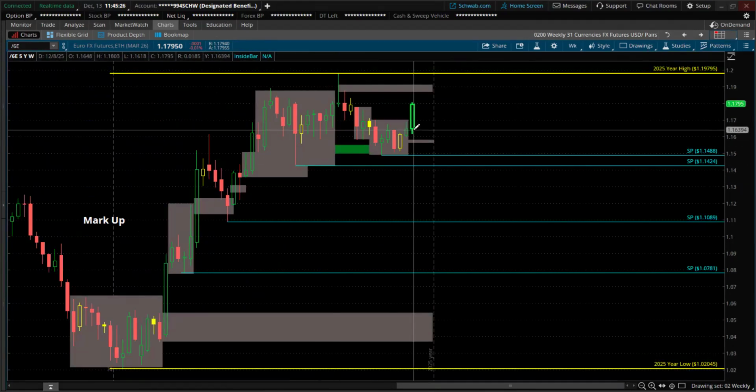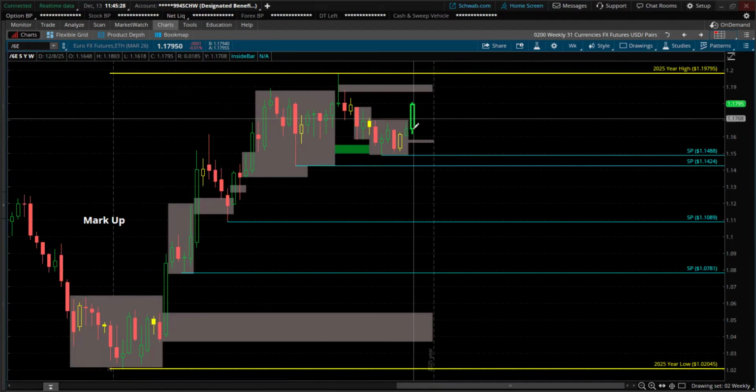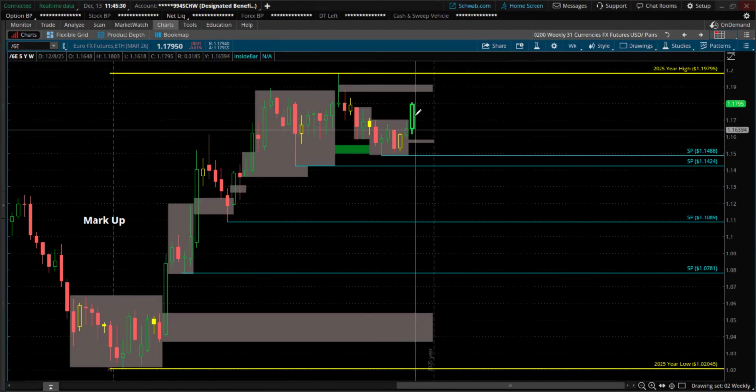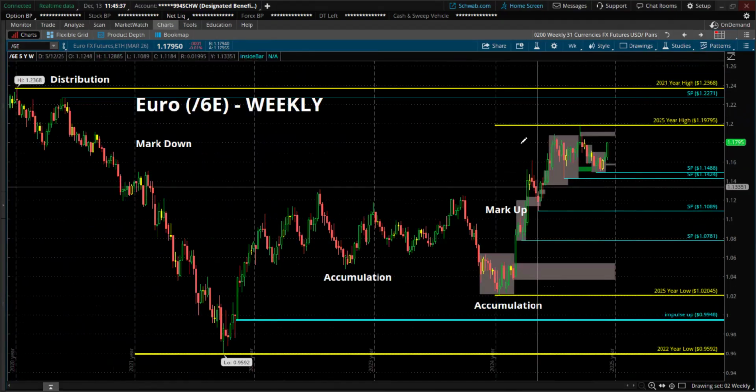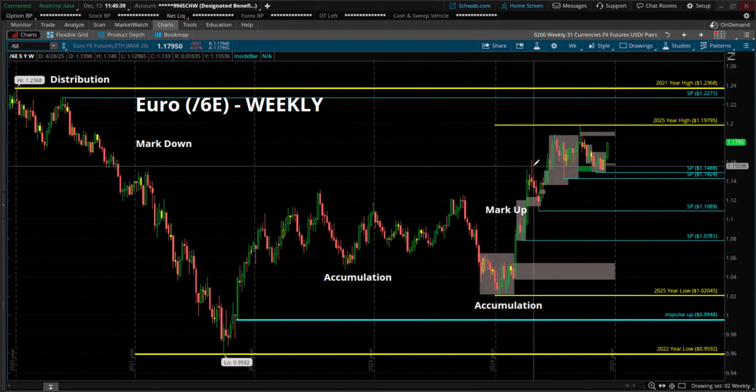And look what happened this past week. Huge, strong candle, strong body, bullish candle. Broke out of this consolidation, up strong. I'm bullish the euro, and that's part of my investment portfolio. Been buying the euro on the dips.